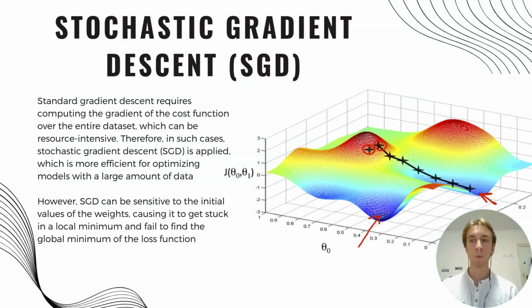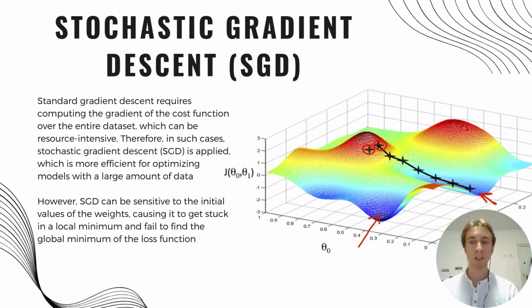Standard gradient descent requires computing the gradient of the loss function over the entire dataset, which can be resource intensive, especially with large datasets. Therefore, in such cases, stochastic gradient descent is applied, which is more efficient for optimizing models with large amount of data.